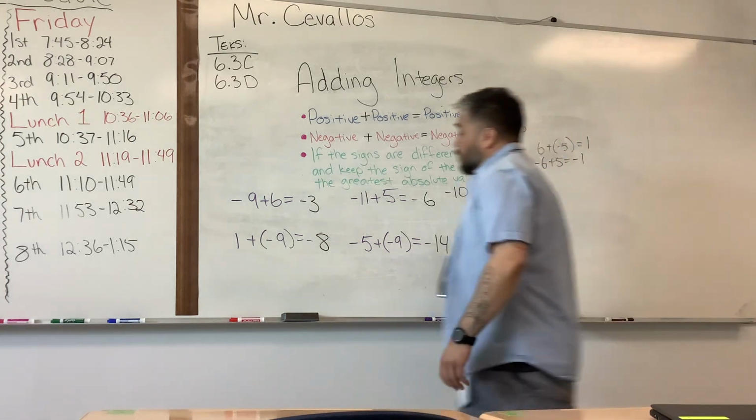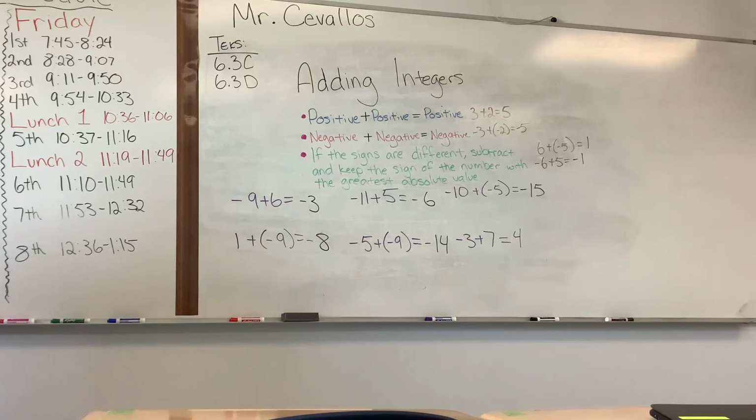So this is what we're doing with adding integers. Remember, an integer is a whole number and its opposite. That's why we have positive values and negative values.